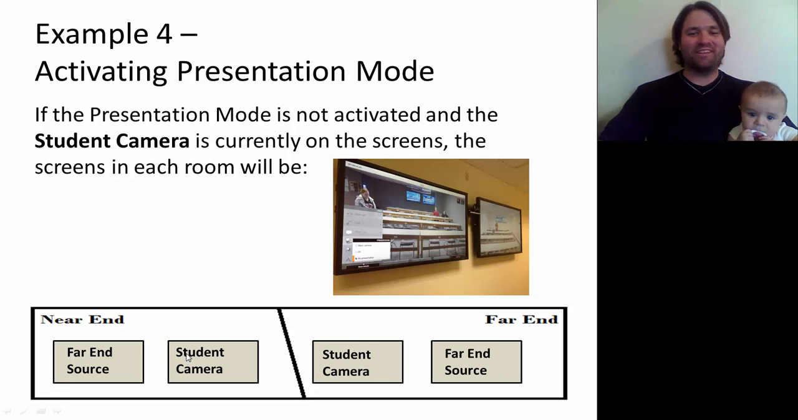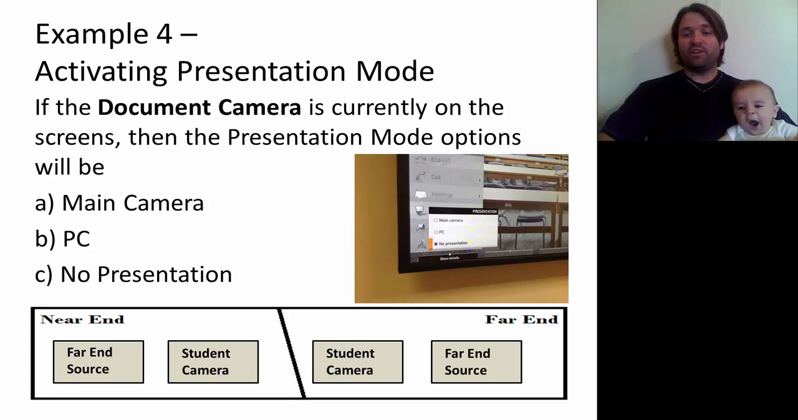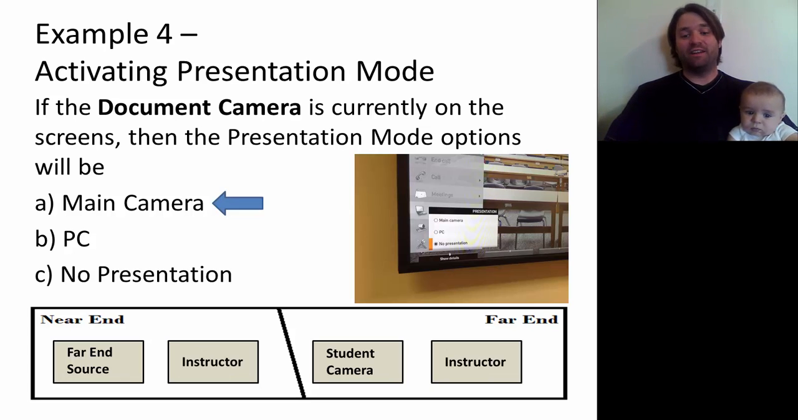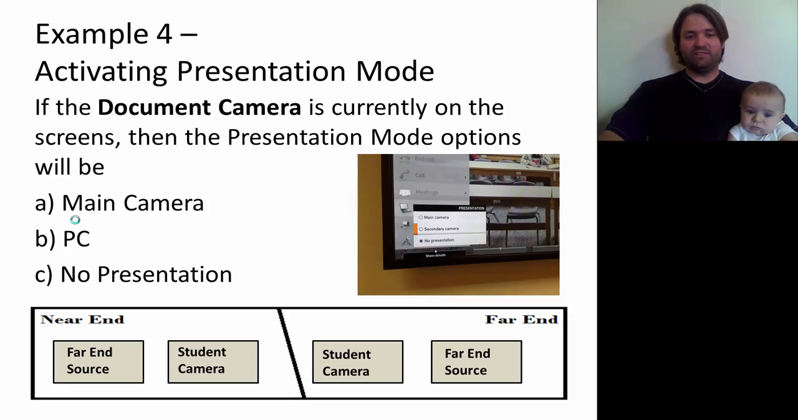Okay, one more example. Why not? Suppose that you have the student camera on. So that is, you have the camera that's pointed at the students that are on the near end. If you turn on presentation mode, the options that you're going to be given are the main camera and the PC. So if you selected the main camera, of course, those go away, and they're replaced by the main camera or the instructor. If you press the PC, they're just replaced by what's on the computer.